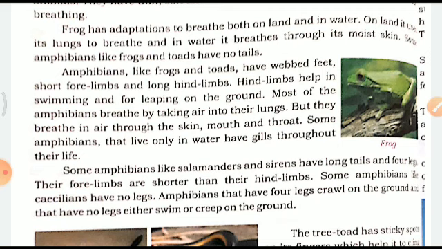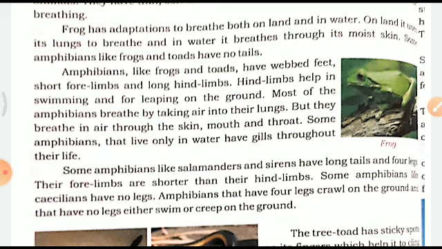Some amphibians like salamanders and sirens have a long tail and four legs. Their forelimbs are shorter than their hind limbs. Some amphibians like caecilians have no legs. Amphibians having four legs crawl on the ground, and those that have no legs either swim or creep on the ground.